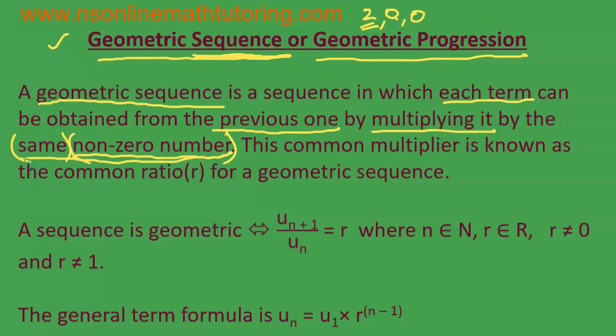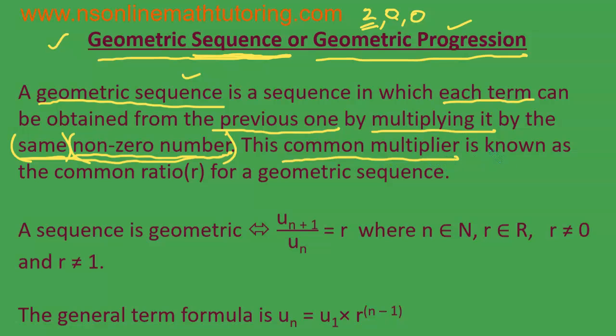It should be the same number which will be getting multiplied to a term in the sequence to get the next term of the sequence, and it should be a non-zero number. Okay? And since this is the same number which is getting multiplied, it is known as the common multiplier. Wherever we have a common multiplier, that sequence is known as a geometric sequence or a geometric progression. Okay?